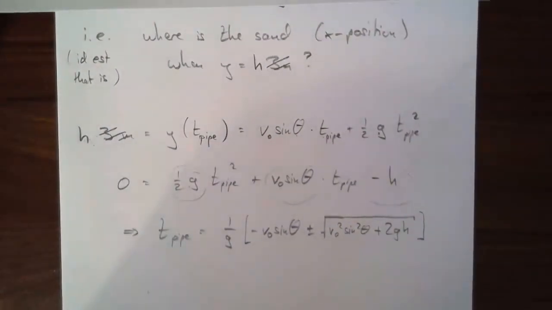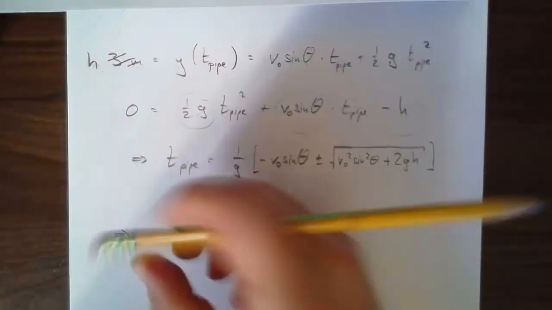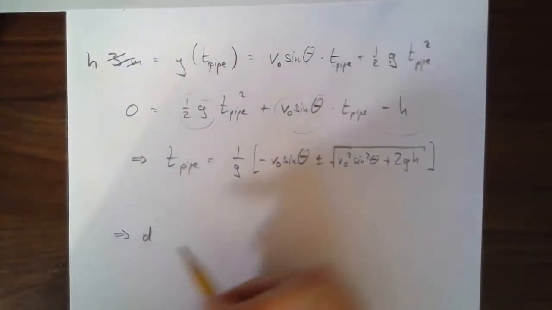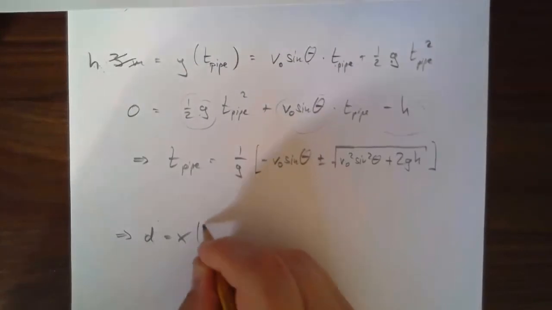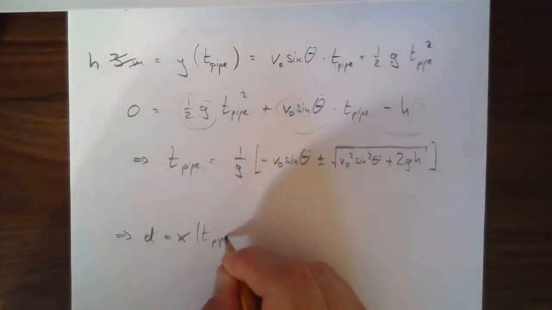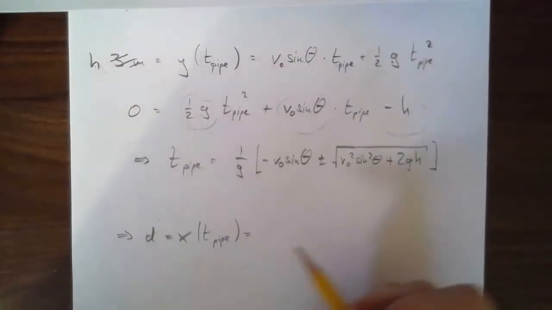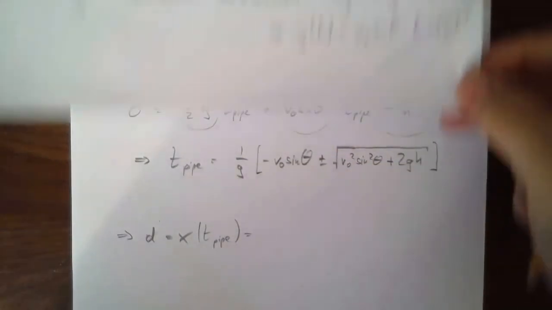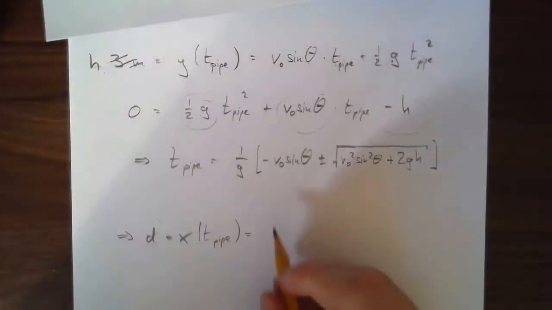Now, the x position then, oops, you can't see this, right? D, the distance of the pipe. What do I mean by d? The distance of the pipe, that is where we're going to put the pipe, the x position at the time when it reaches the pipe, otherwise we'd miss, which would be rather annoying. So that's equal to, as we had up here, v naught cosine theta times t, in this case t pipe.